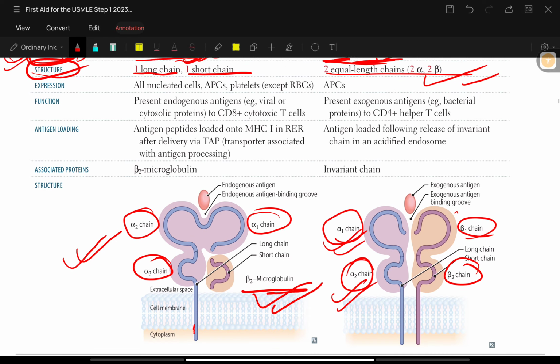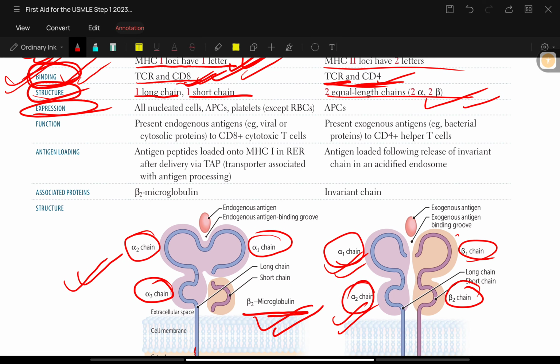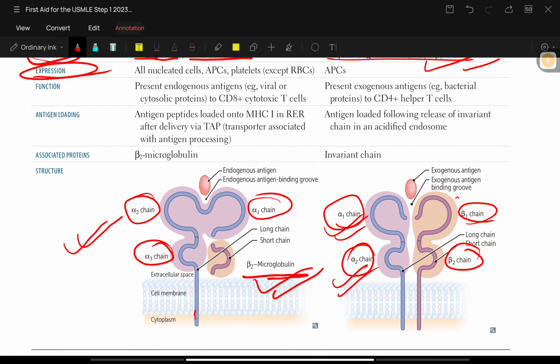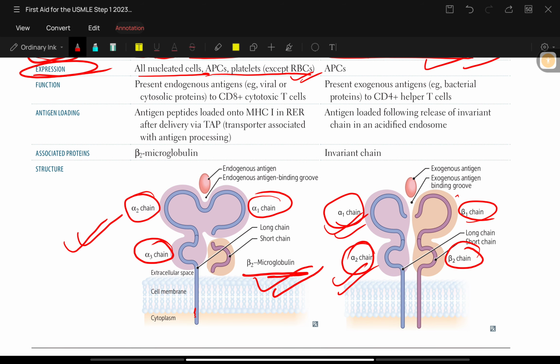Now talking about expression. So MHC class 1 is expressed by all nucleated cells, APCs, that is antigen presenting cells, and platelets, except RBCs, as they are unnucleated. Similarly MHC class 2 is expressed by APCs, that is antigen presenting cells, only.